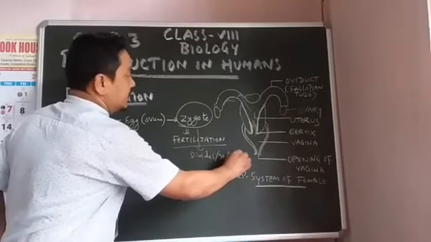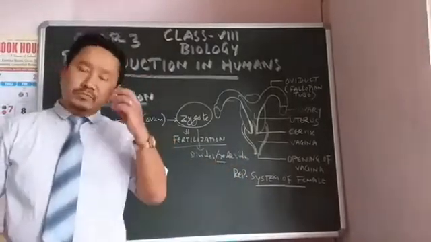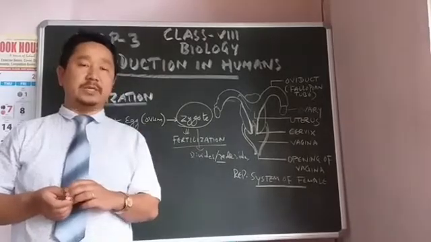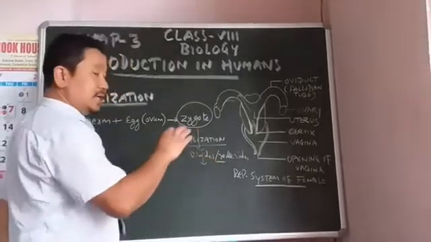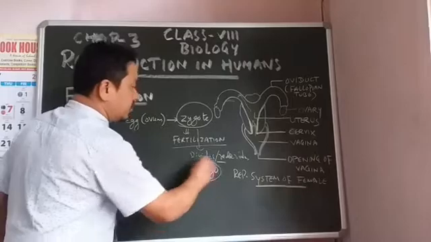Okay, it continuously divides and redivides. Then a cluster of cells is formed. That means now it is developing into an embryo.